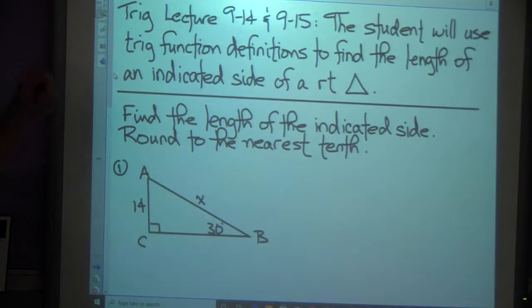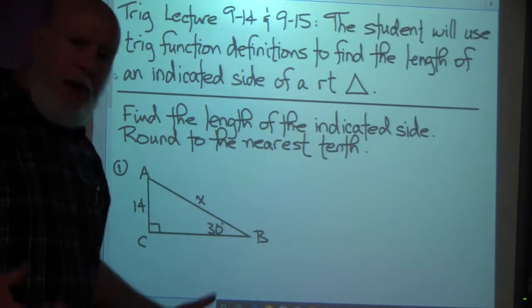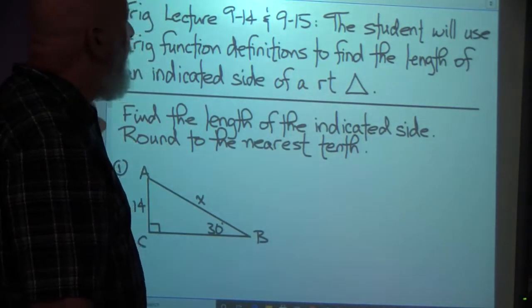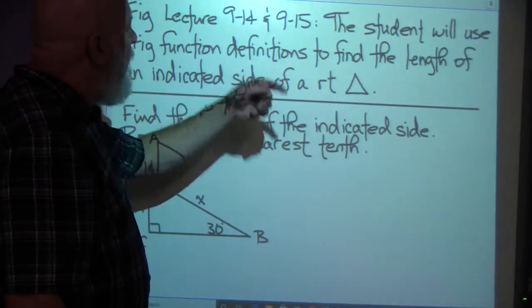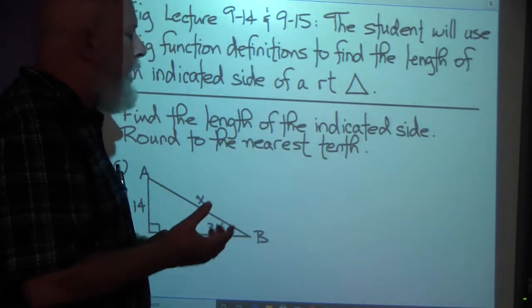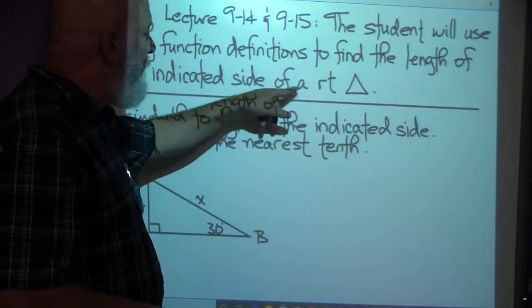This is Trig Lecture 914 and 915. I'm redoing it because I made a mistake the first time I did it. Hopefully I won't make the same mistake. The student will use trig function definitions to find the length of an indicated side of a right triangle.